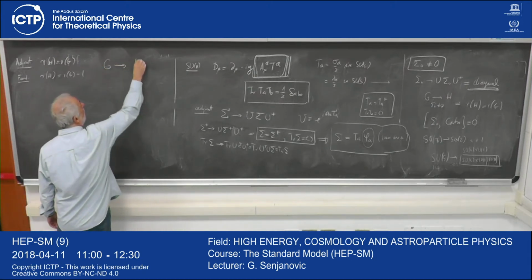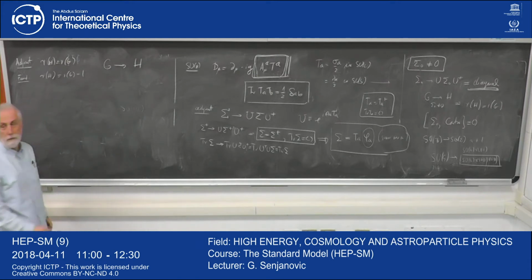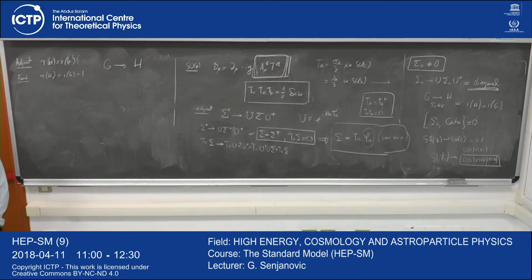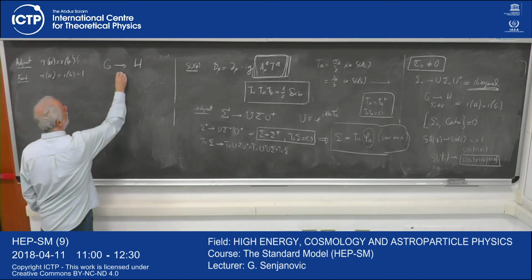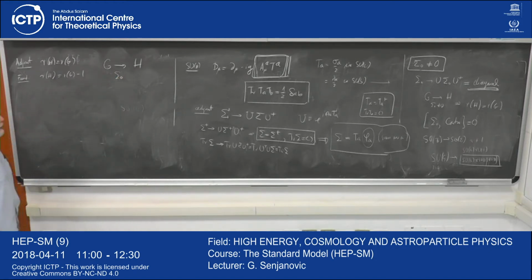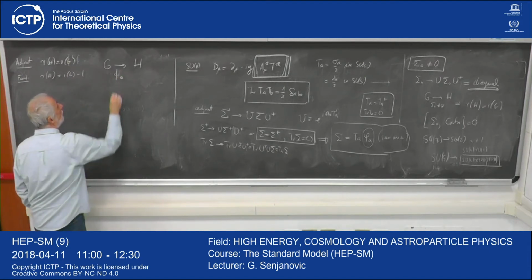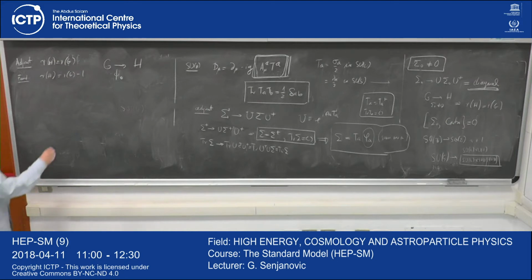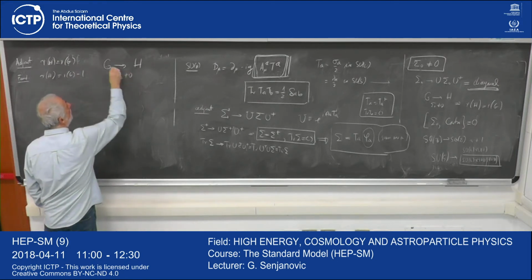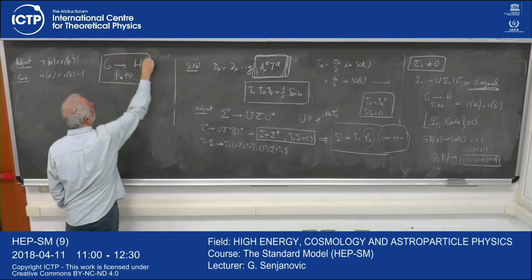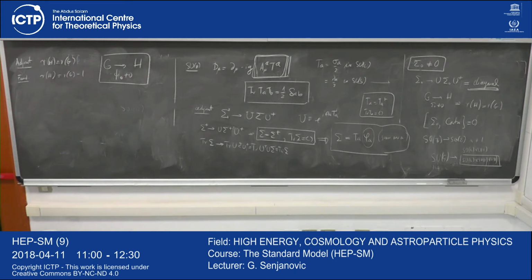Let me write once again what we study in the Higgs mechanism. It is going from G to H through the vacuum expectation value of some, generically, some field, which is non-zero. H is the resulting group. G is the starting group in the conventional notation, and most people use this notation.